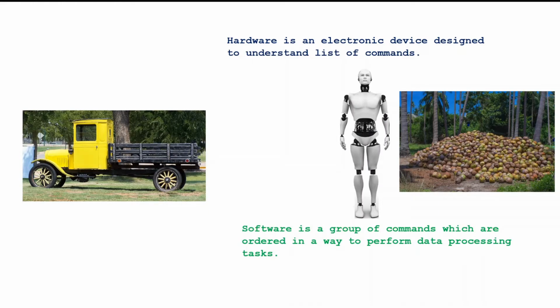To summarize, hardware is an electronic device which is designed to understand a set of commands. Software is a group of commands arranged in a way to meet our data processing needs. Hardware is manufactured in a factory, while software is written by programmers.